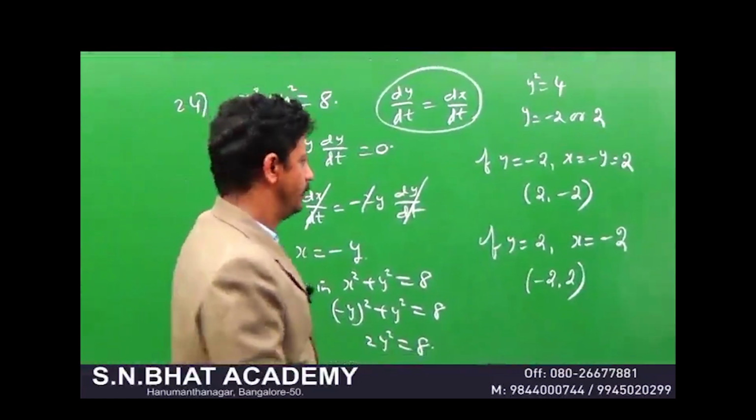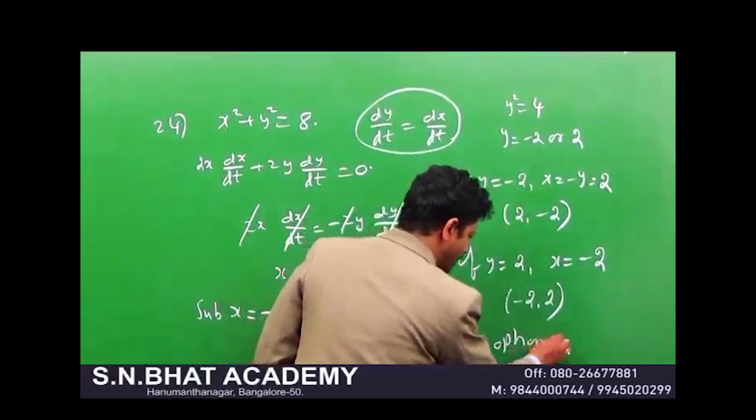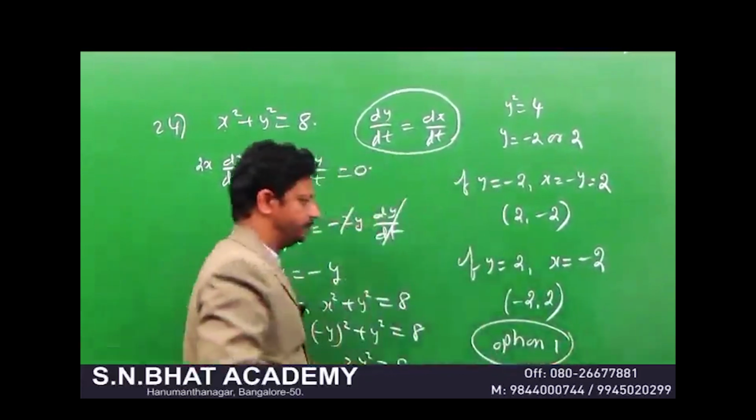So it is option 1. Option 1 it is minus 2 comma 2. Minus 2 comma 2 is given. It is option 1. So that is the right answer.